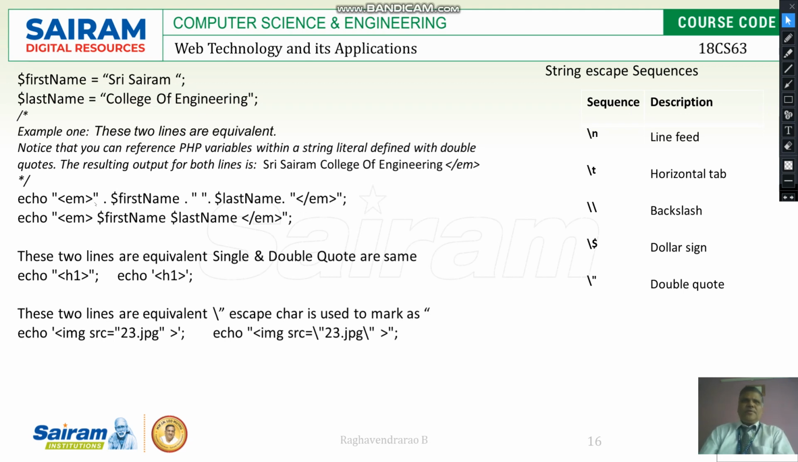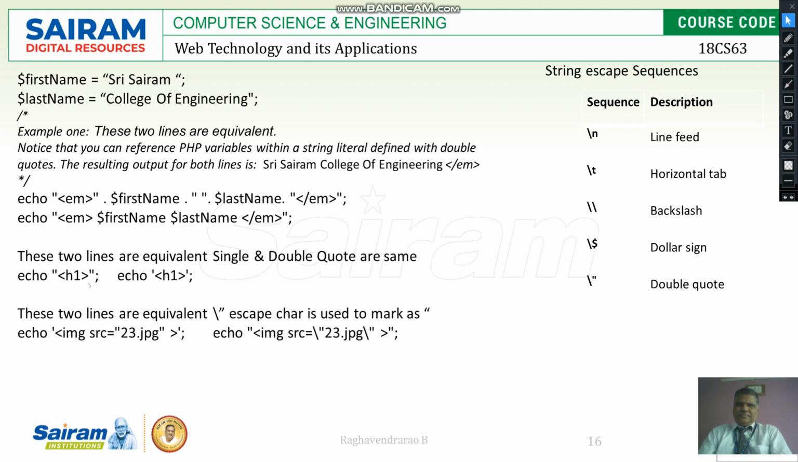This is one format. Another format is: echo first name, space, last name. Both are the same, and both outputs are going to be the same. It is going to print Sri Sai Ram College of Engineering.